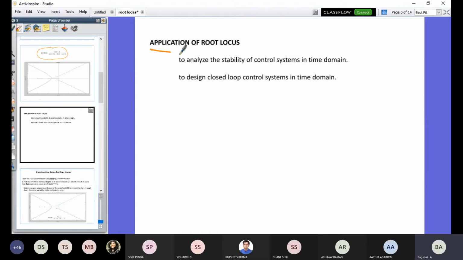And these are the applications of root locus: to analyze the stability of the control system in time domain, and to design a closed loop control system in time domain. Is it clear? Any doubt in the applications of root locus? Suppose you want to design a system in time domain, you can use the method called root locus. And the second case is to analyze the stability. To design or analyze the system stability, we can go for the root locus plot. Any doubt here?